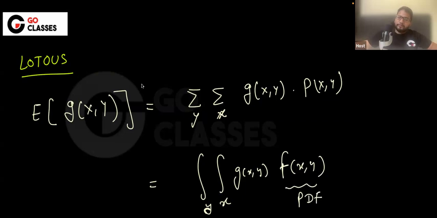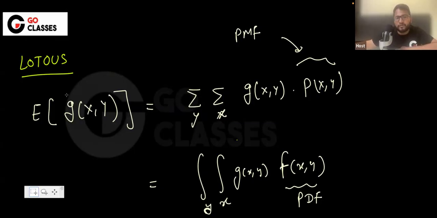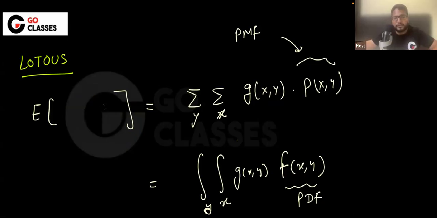Is this fine to everyone? In the last class also, we have done these things, which means in the joint PDF or PMF, we were finding the expectation. Now, let's suppose the joint PMF is given. Now, instead of a function of x, y, if it is just a function of x, maybe just x, then can I apply the Lotus rule?